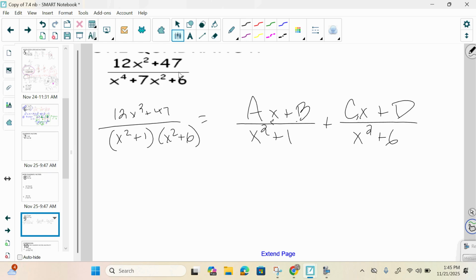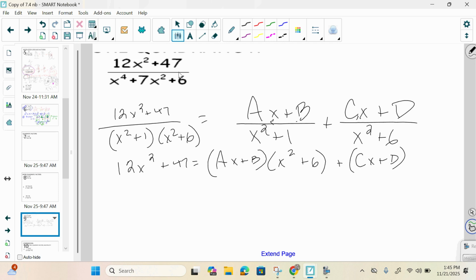All right, so we just got to multiply, right? So let's see, 12x squared plus 47 equals (ax plus b) times (x squared plus 6) plus (cx plus d) times (x squared plus 1).